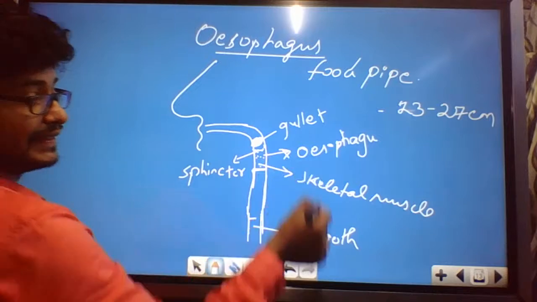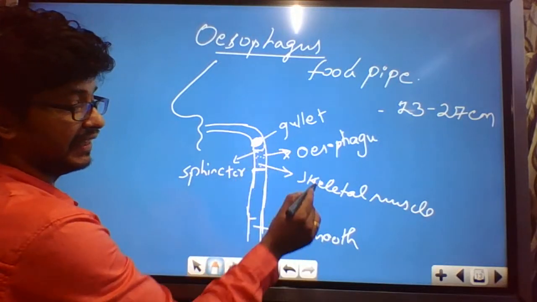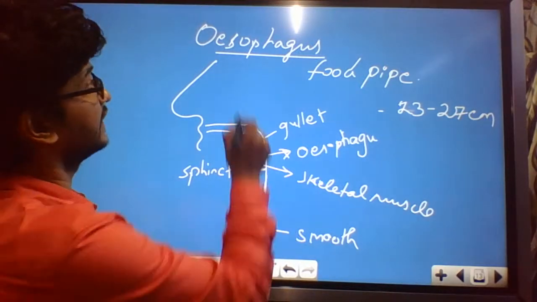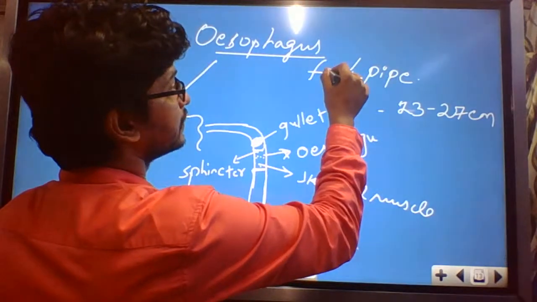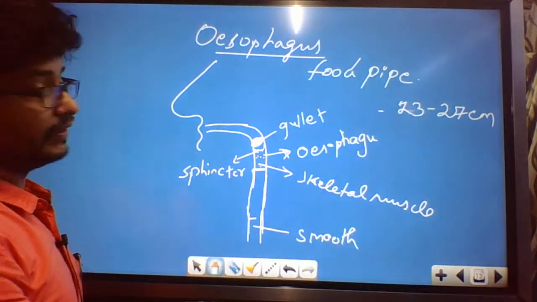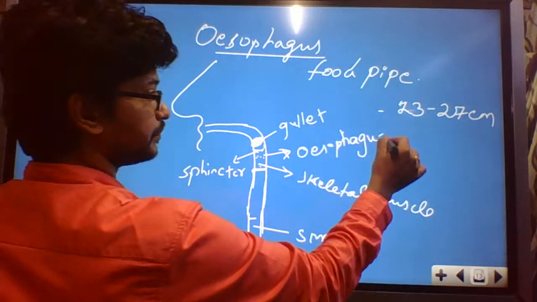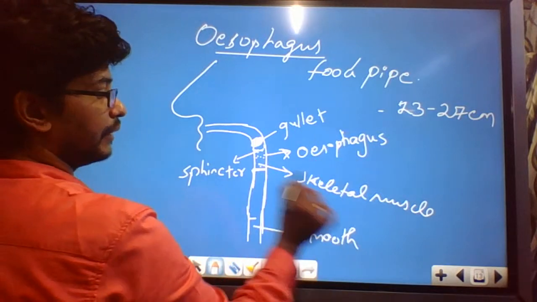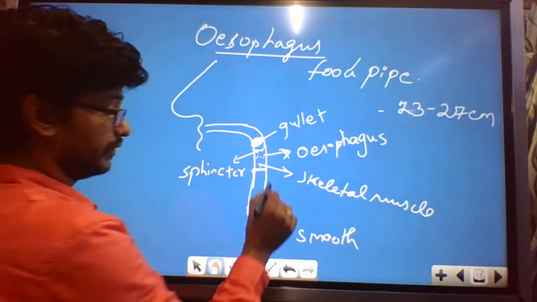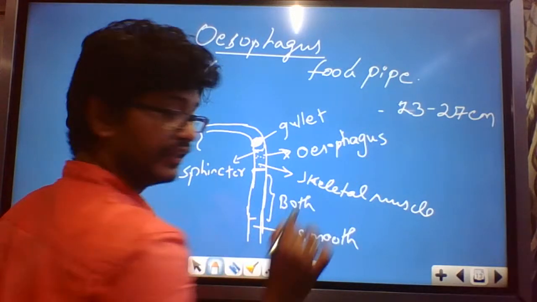So what is the significance of the skeletal muscles and the smooth muscles? Why does the upper part have skeletal muscles and the lower part of the esophagus have smooth muscle? The upper part is skeletal muscle, the lower part is smooth muscle. In between, you could see both skeletal muscle as well as smooth muscle.